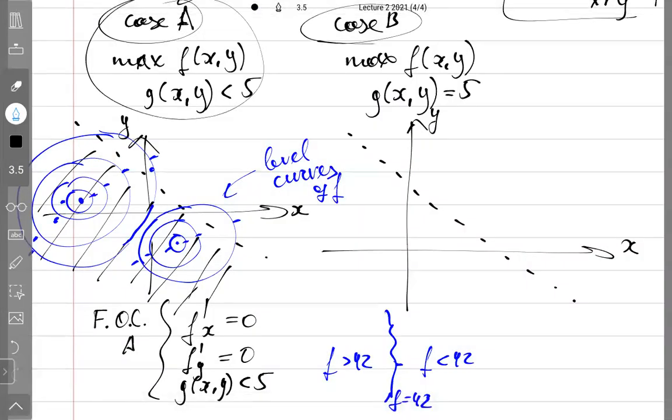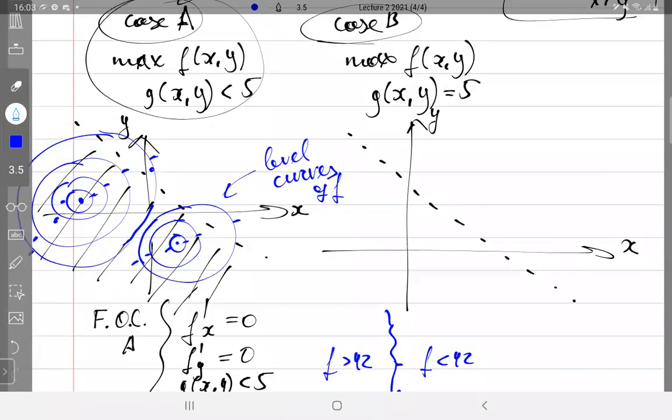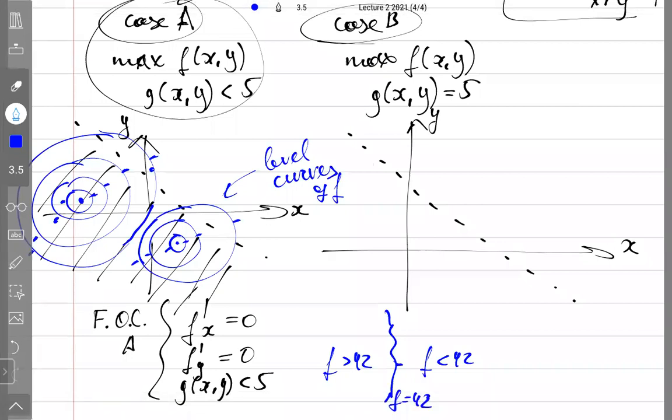And the problem with dirty steel has disappeared. I don't know why. It appears and it disappears. I don't know. Okay, so let's think. If I'm on that line, the best point.